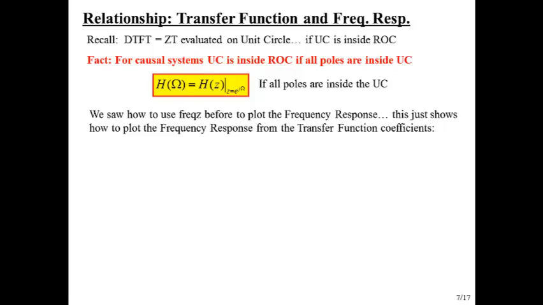Since causal systems and stable systems are what we're interested in, that means that if we have the transfer function of such a system, we can easily convert it into the frequency response. All we have to do is evaluate the transfer function on the unit circle.